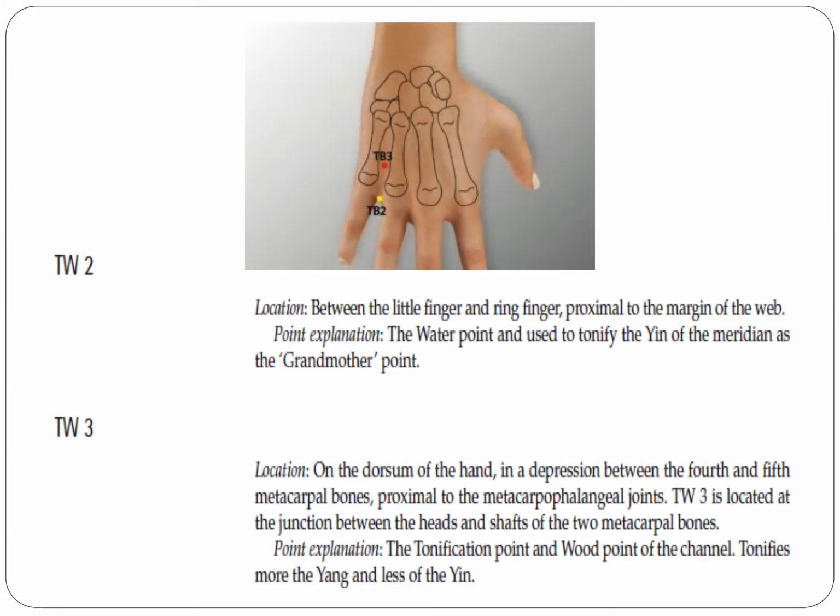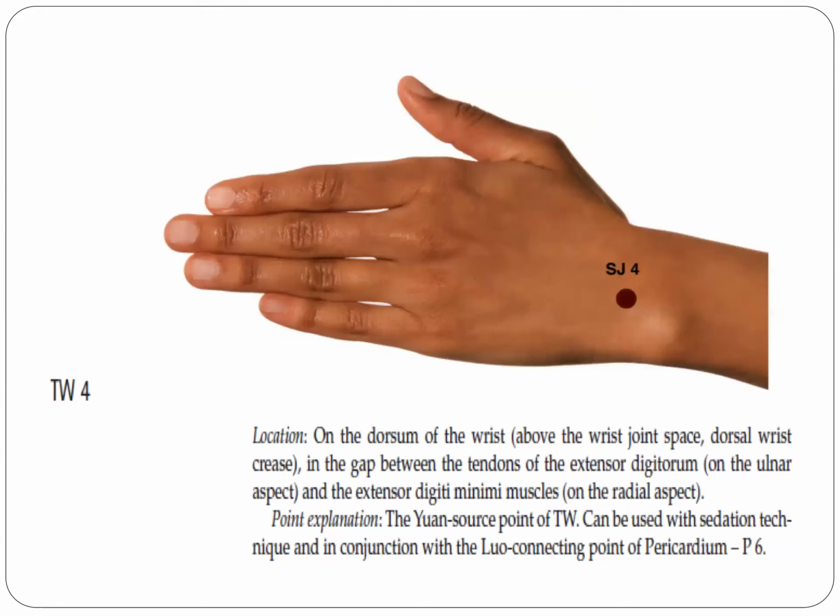The tonification point and wood point of the channel. This tonifies more of the yang and less of the yin. Next is triple warmer 4.